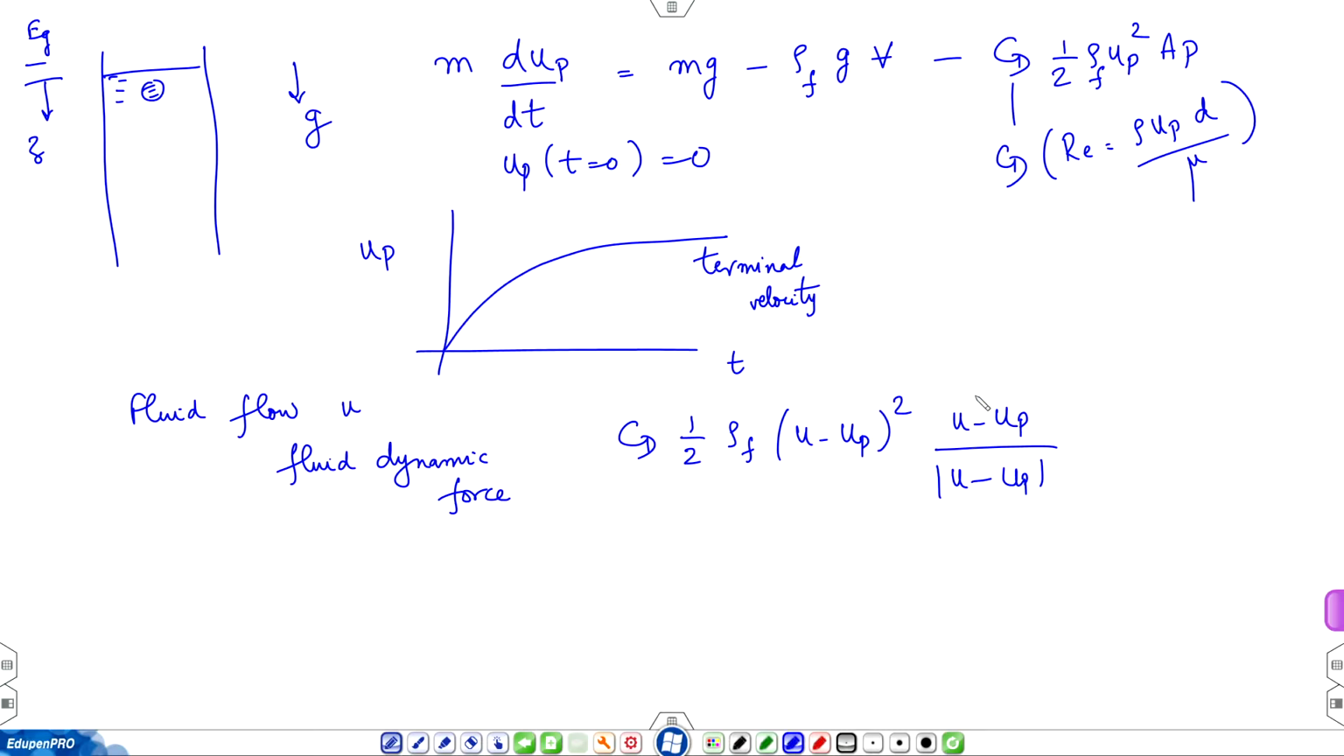So, this will generate a sign for the fluid dynamic term. It is either positive or negative. It will generate a sign for the rest of it, and the C D will be based on Reynolds number, which is rho times u minus u p d over mu. It is based on the relative velocity between the two.